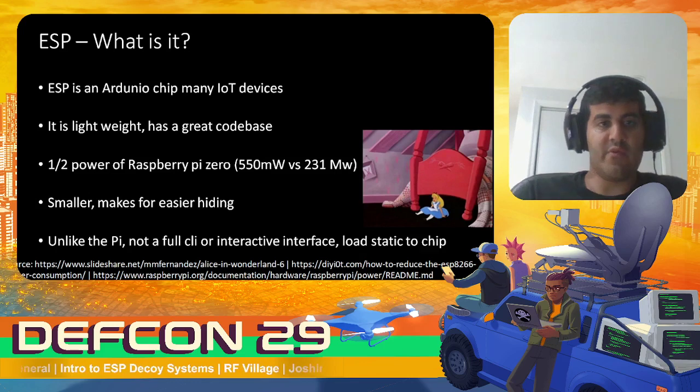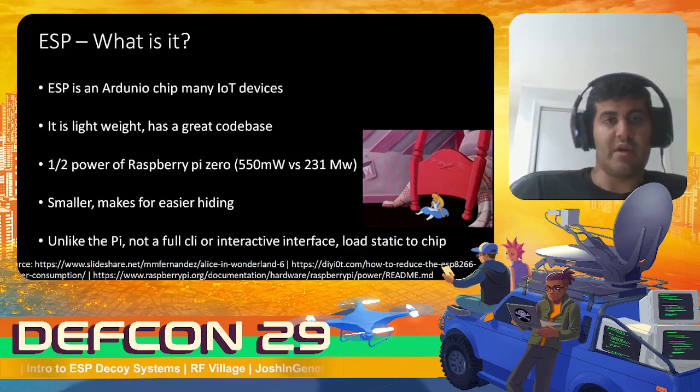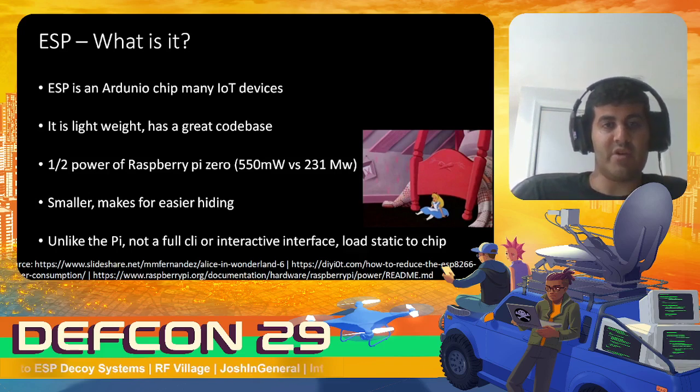So like I mentioned before, the ESP is an Arduino chip, and it's found in many IoT devices. The advantage is that it's lightweight and has a great code base. If you go into the Arduino IDE, which we'll show a little bit later, they've got tons of example code to get you up and running without you having to figure out which libraries you need or how to put the code together. And from there, you can build your own applications, build out APIs, and hit the ground running.